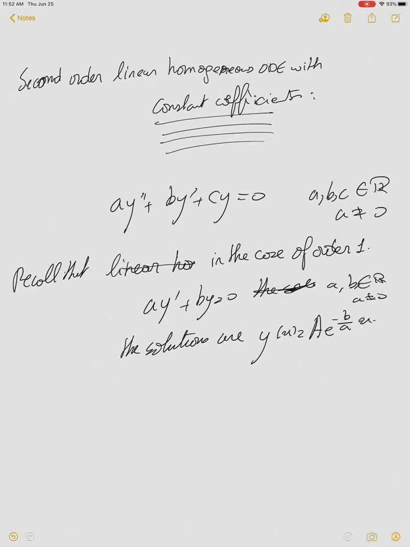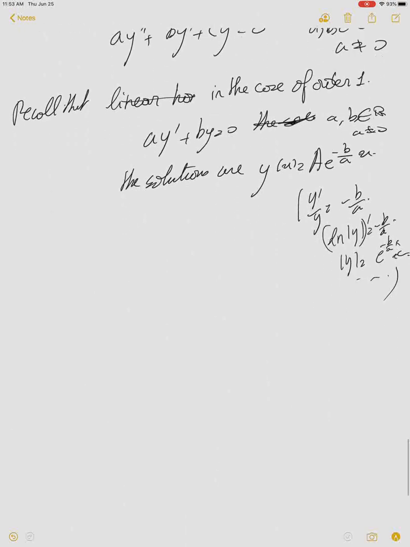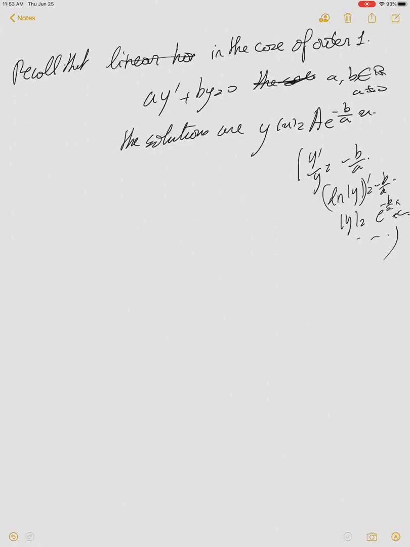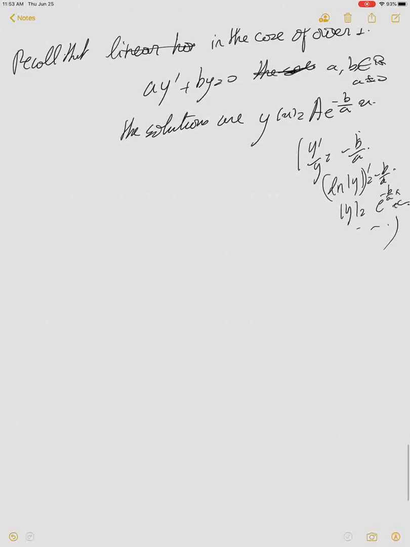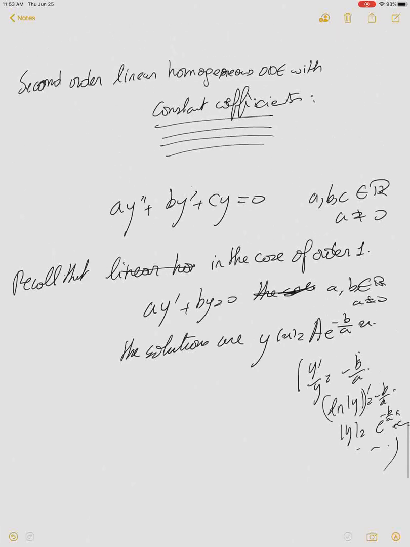Let's see. If you solve it, this is y' over y equal minus b over a. So this is log y equal minus b over a x. So the absolute value of y equals e to the minus b over a x plus c, and you know how to proceed. Okay, so this is for b and a real numbers. If b and a are not real numbers, then you would have to do something else here, because b over a is a function of x. Okay, so let's call this star.